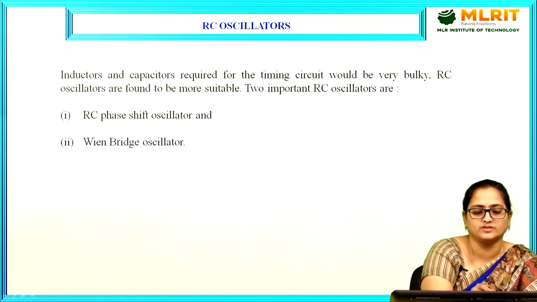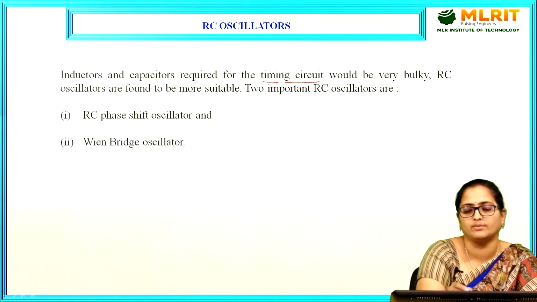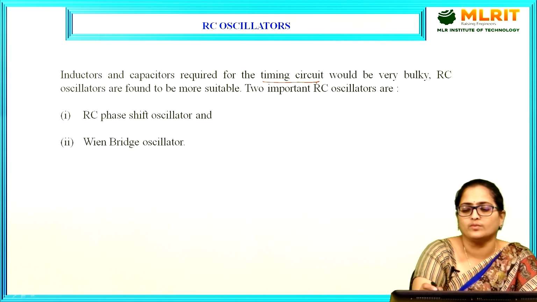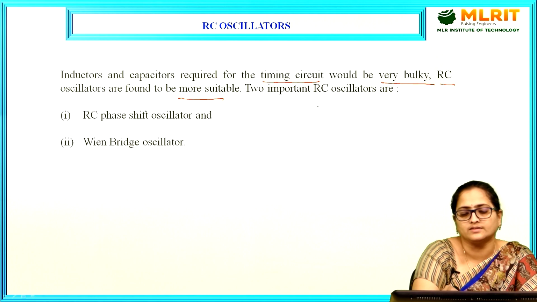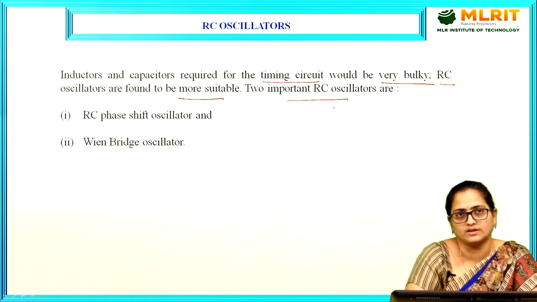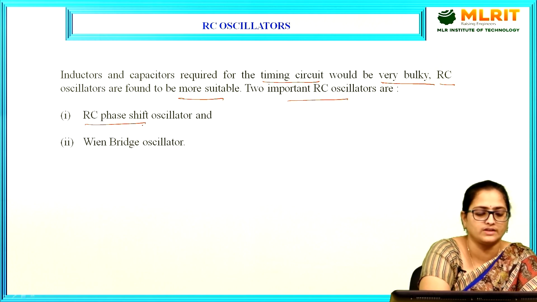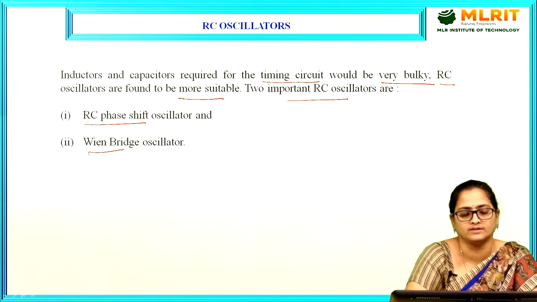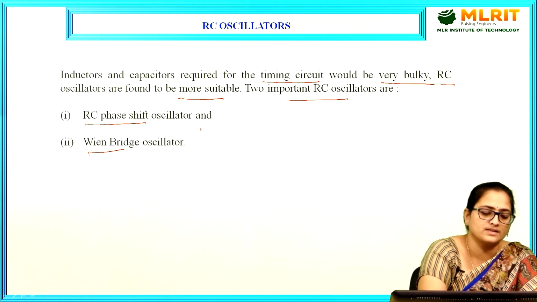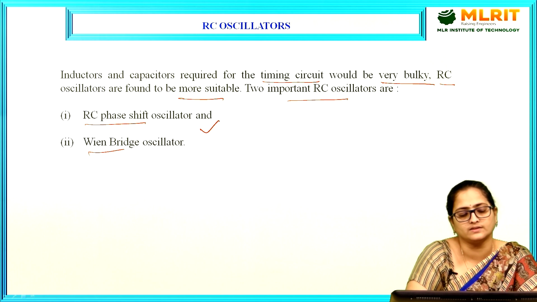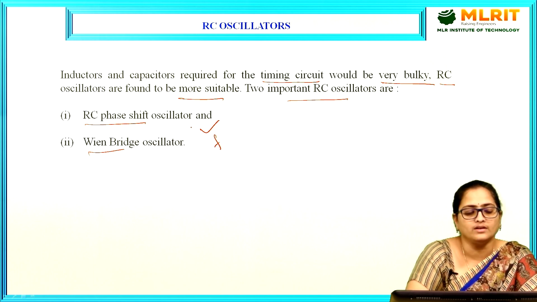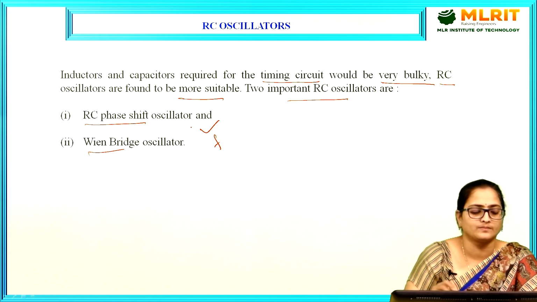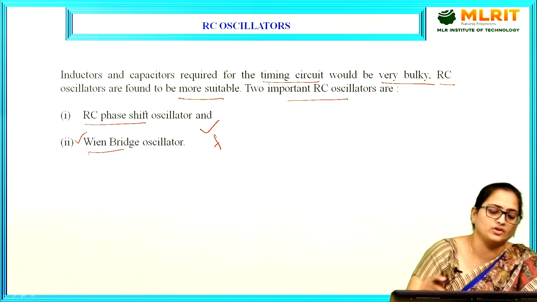Inductors and capacitors required for the timing circuits would be very bulky, whereas RC oscillators are found to be more suitable, and there are two important RC oscillators: RC phase shift oscillators and Wien bridge oscillators. Now, we will discuss RC phase shift oscillators and how to determine the frequency of an RC phase shift oscillator. In the next video, we will cover the Wien bridge oscillator.